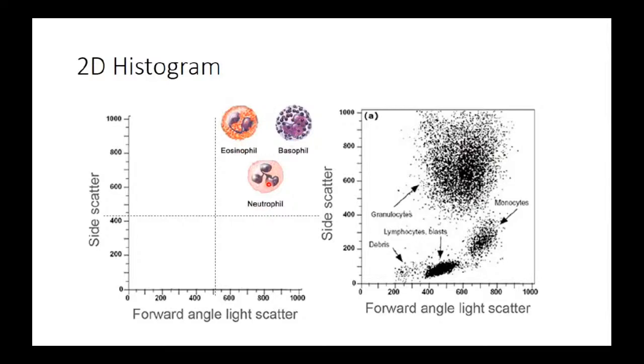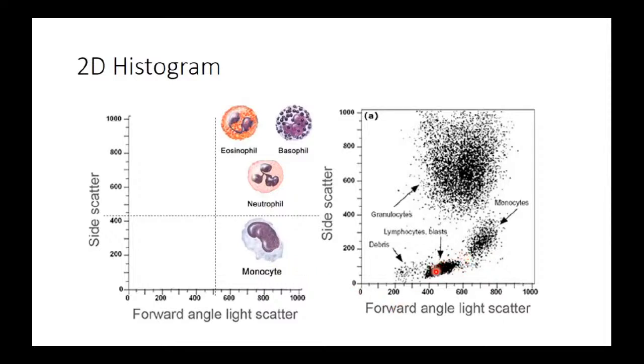complex cells. Here we have bigger cells because they give more or less high signal on the forward scatter, but they give low signal on the side scatter. So they are big, but they are not complex. They are simple cells, and these are monocytes, because monocytes are big cells, but they are not complex.